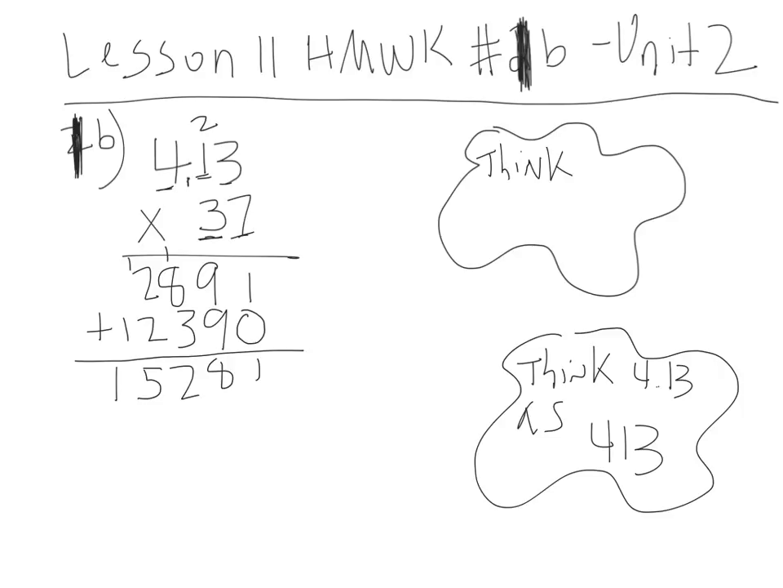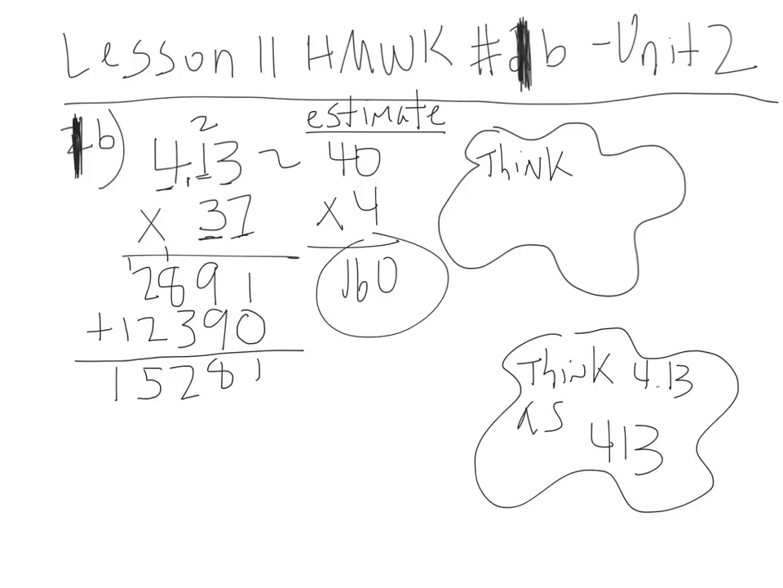Now, I need to think about my estimate. Well, 4.13 is really about 4. 37 is really about 40. So my estimate, if I was rounding to the nearest whole numbers here, would be around 40 times 4. So if I'm thinking about it, my answer should be somewhere around 160.